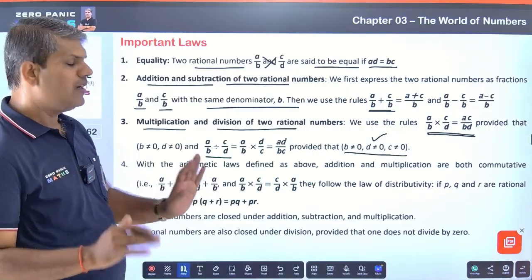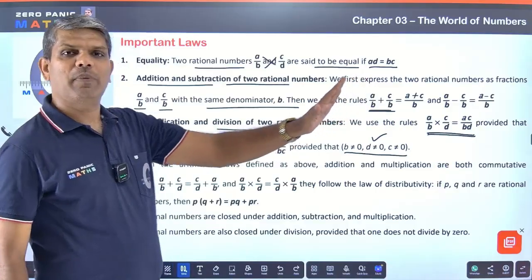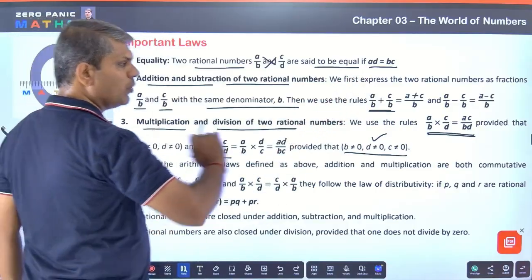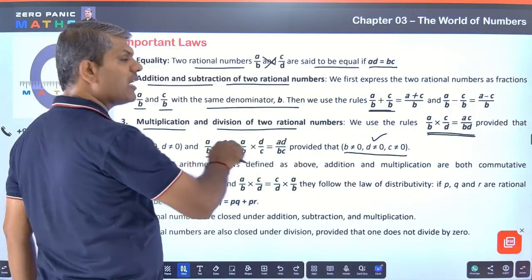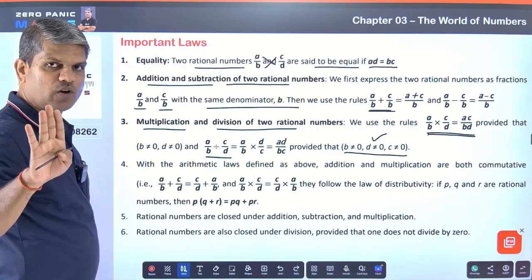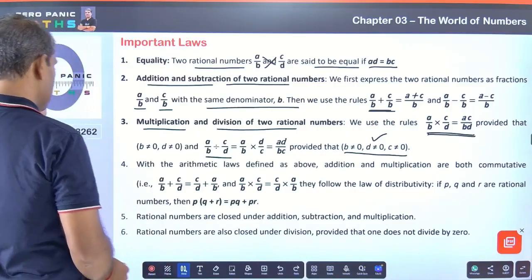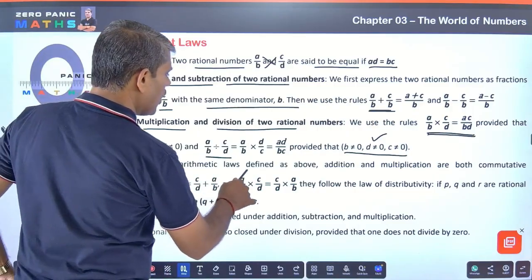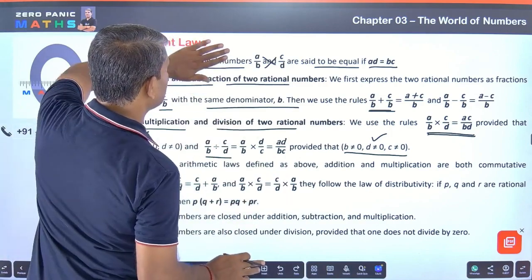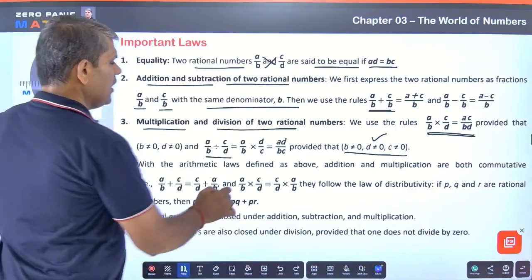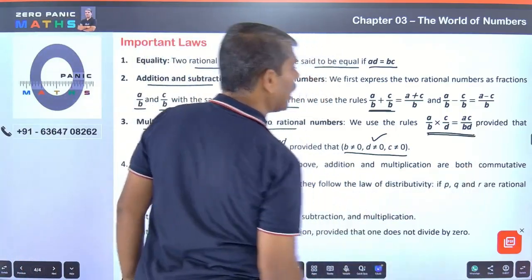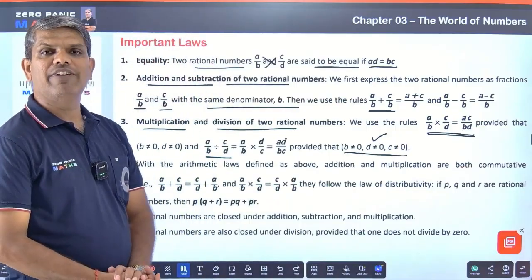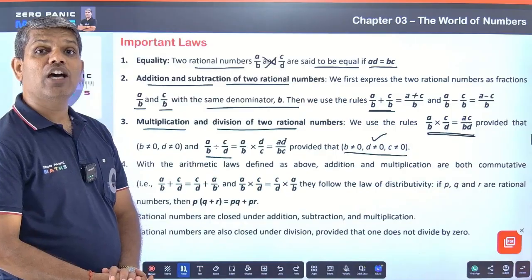Understood, right? Okay, multiplication: multiply both numerators and both denominators. When division is given, convert that to multiplication and apply the rule of multiplication. Hope you are getting it. Now, with the arithmetic laws defined as above, these are all simple laws, we have addition and multiplication, both are commutative. We say addition and multiplication are commutative.